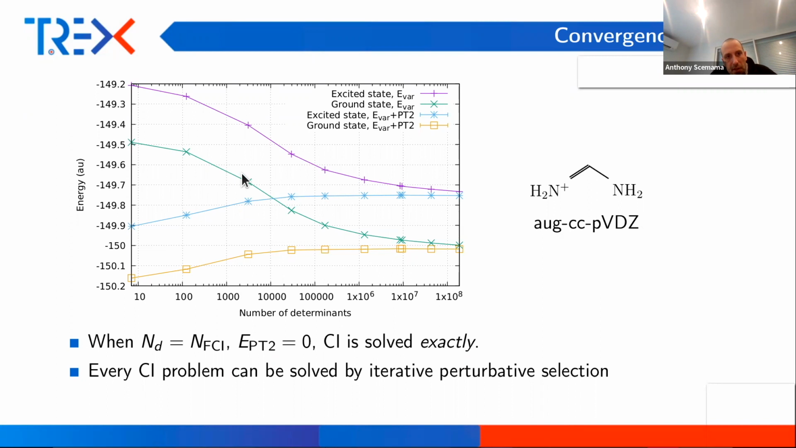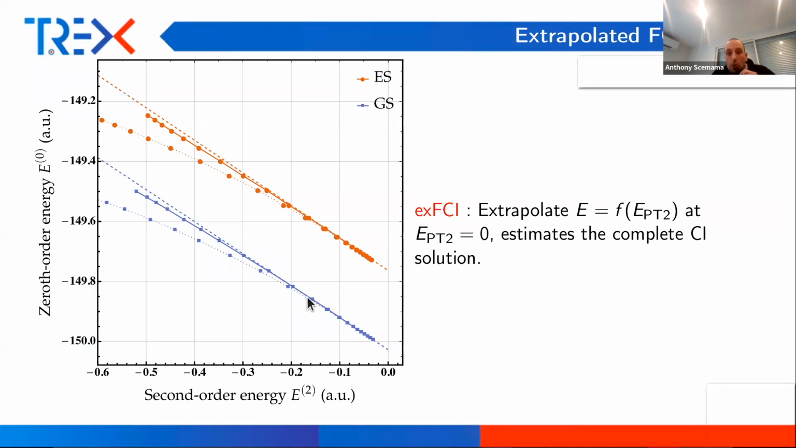So you see it's really these energies, but as a function of the distance to the full CI. And so what we know is that when the full CI is reached, the PT2 correction is 0, and so we can extrapolate these curves to PT2 equal to 0, and then we can get an estimate of the full CI energy. And we can do it for the ground state and for the excited states.